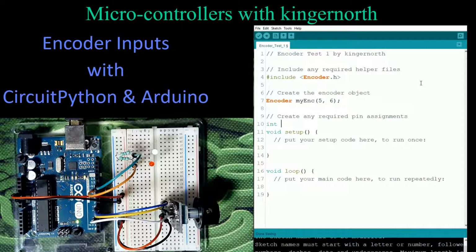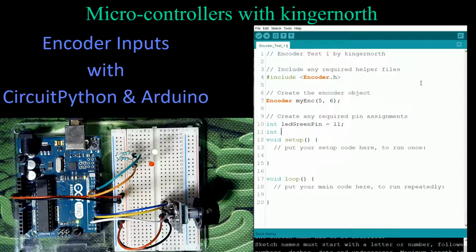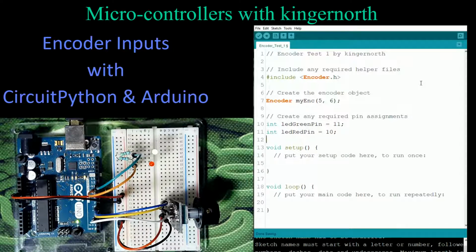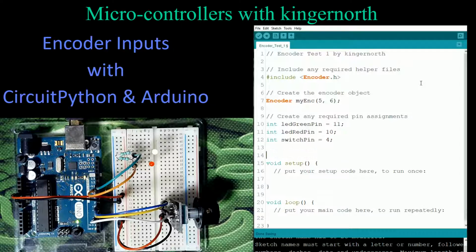I'm going to create a pin for the LED green pin, and that happens to be connected to pin 11 on this board. I am then going to create my LED red pin, and that is connected to pin 10. And then I'm also going to create my switch pin, and I'm going to connect that to pin 4. So that's where everything happens to be connected.